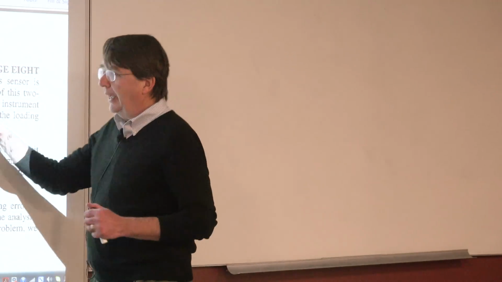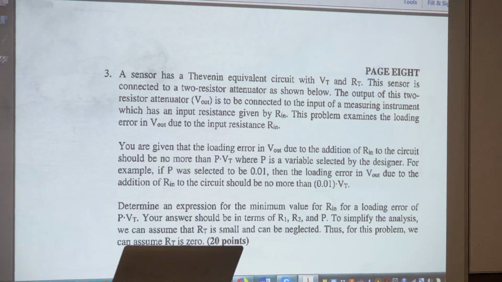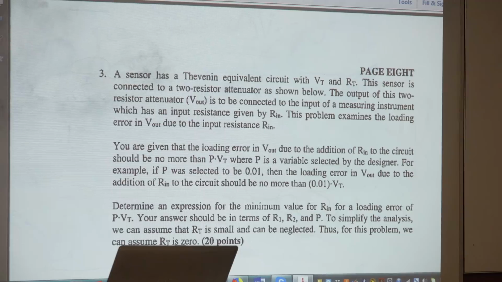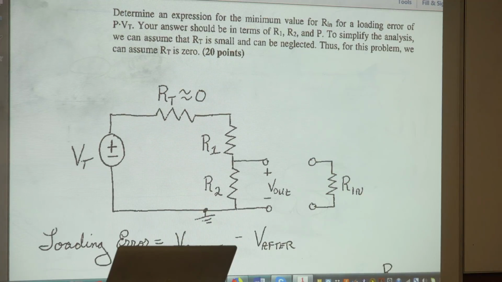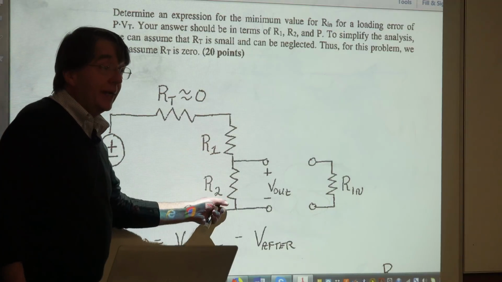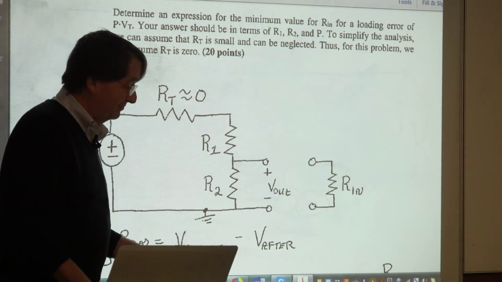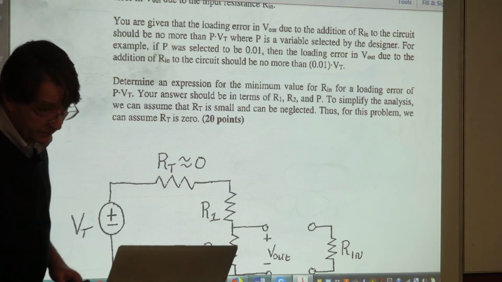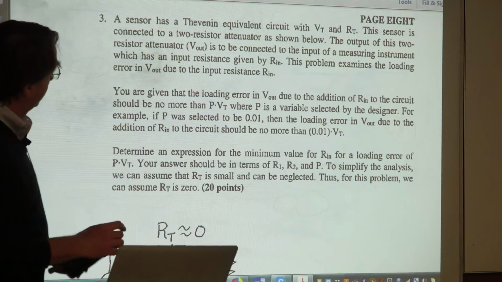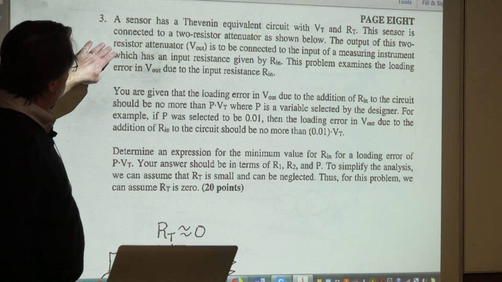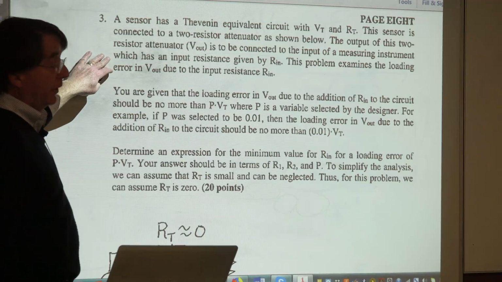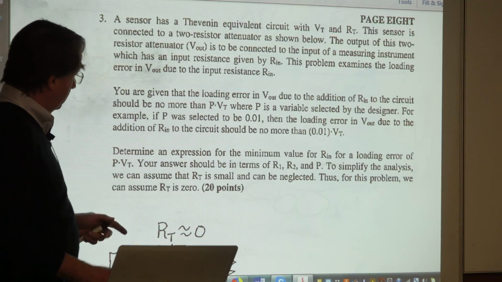Let's see if it makes sense the way we're going to discuss it. All right, a sensor has a Thevenin equivalent. Do I have to determine it? No, you did that in circuits. The sensor is connected to 2 resistors as shown below. See? R1, R2. From Friday's lecture, we know this is an attenuator. The output of this attenuator is to be connected to a measuring instrument which has an input resistance Rn.